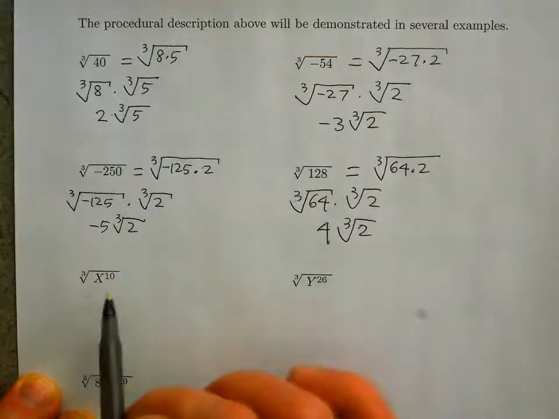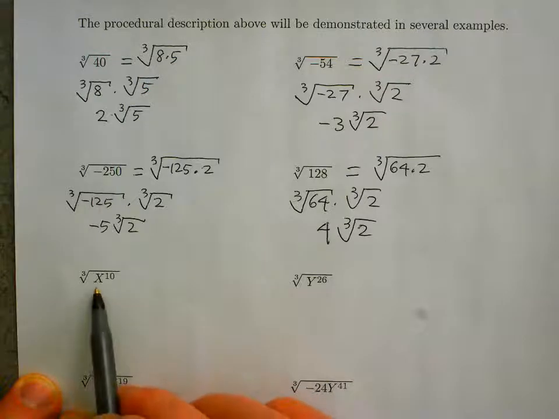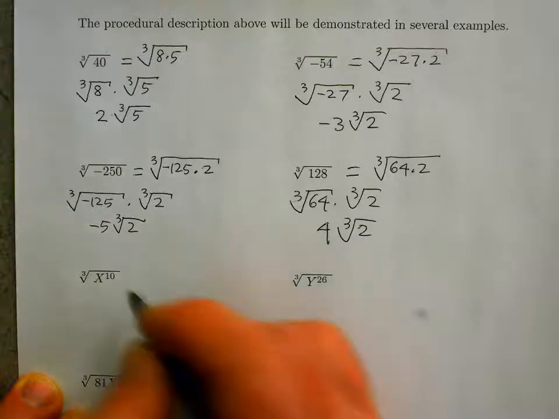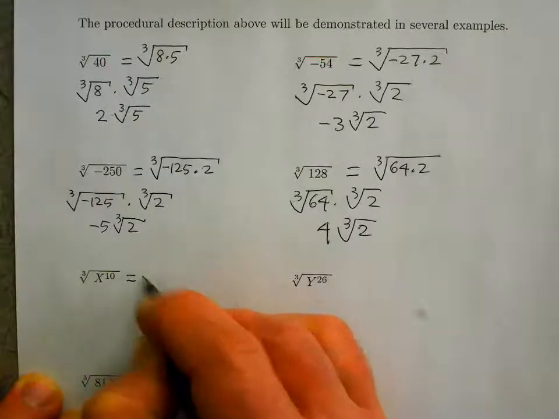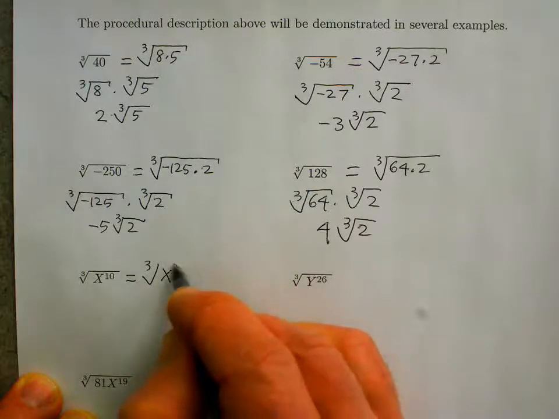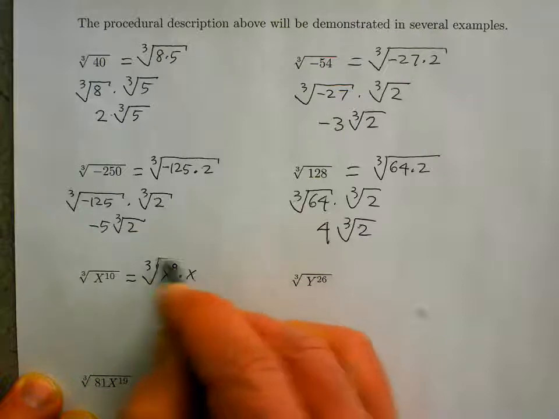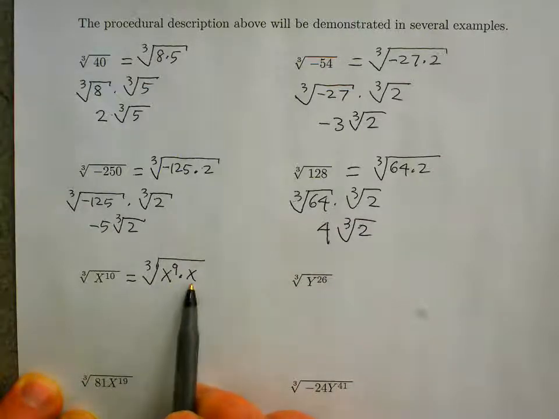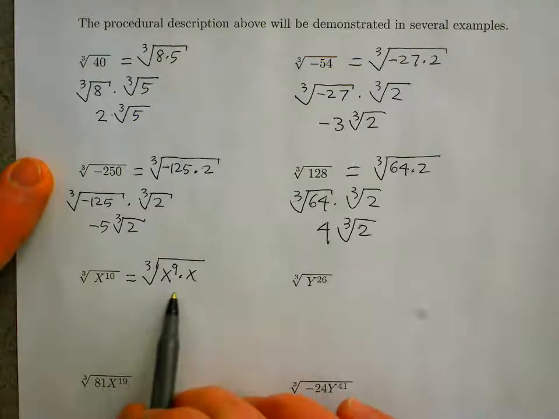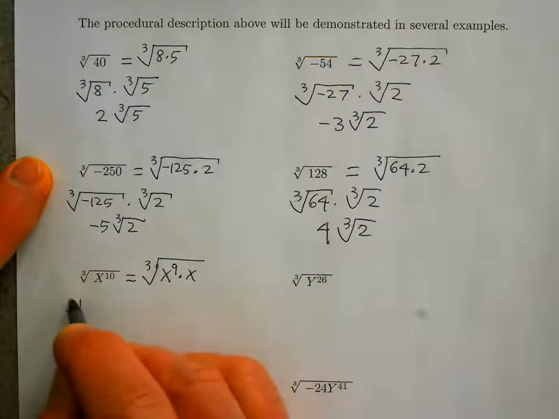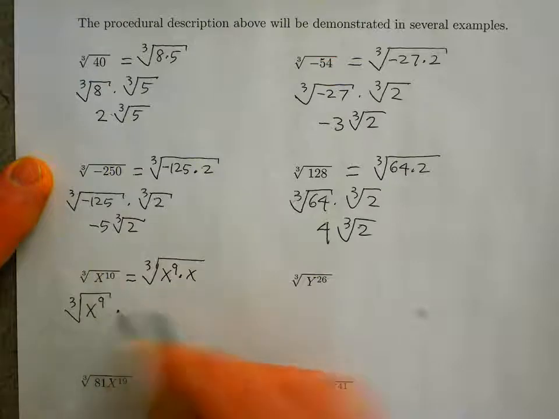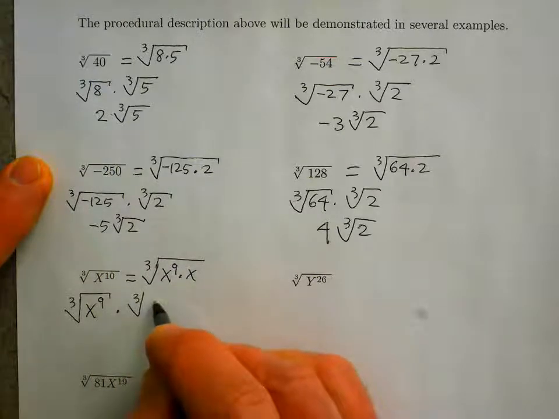So we can say the largest factor of x to the 10th that is a perfect third power is x to the 9th. So we rewrite this as the third root or the cube root of x to the 9th times x, because x to the 9th times x is x to the 10th. Then apply the product property of radicals. This is the cube root of x to the 9th times the cube root of x.